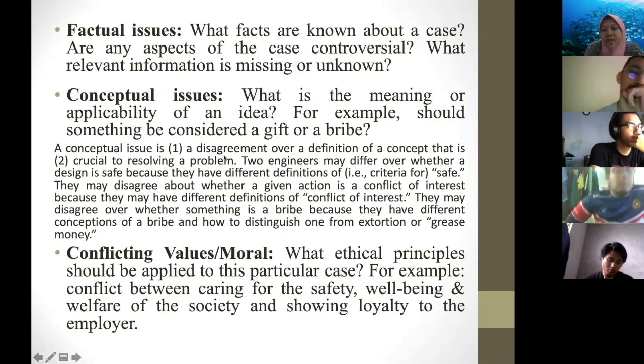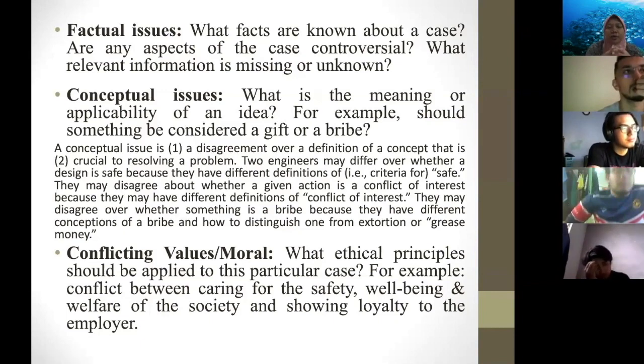A conceptual issue is a disagreement over a definition of a concept that is crucial to resolving a problem. For example, something that is not clear. Your boss states, the case study states, the building needs to be safe. So the contract says you need to build a building which is safe. Now the conceptual issue is, what is safe?